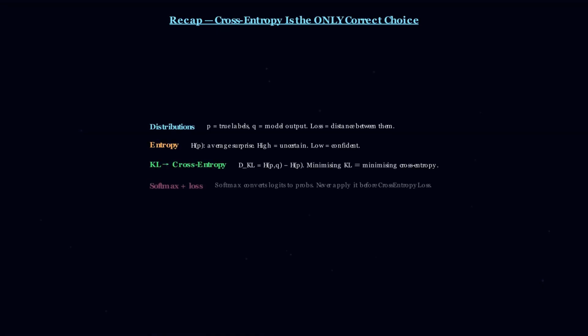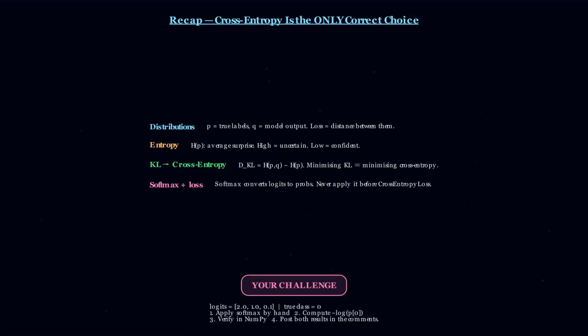Recap. What you now have before episode 7. A probability distribution assigns probability to outcomes. Entropy measures average surprise, how uncertain a distribution is. KL divergence measures how far two distributions are. Minimizing KL is equivalent to minimizing cross-entropy because entropy of the true labels is a constant. Cross-entropy loss for one-hot labels is just negative log of the predicted probability at the true class. Softmax converts logits to probabilities. Never apply it before cross-entropy loss in PyTorch.